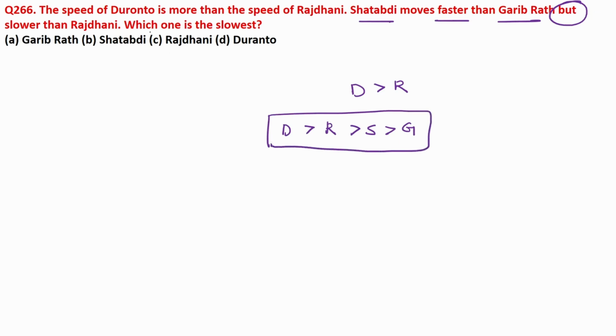Now the question: which one is the slowest? As per the whole comparison, Garib Rath is the slowest train. You have to identify the slowest one. No, Duranto has the highest speed compared to all the others. Tarun, check it out. It's Garib Rath.